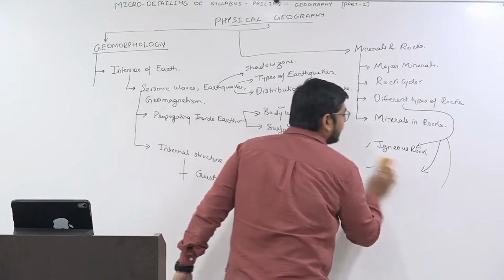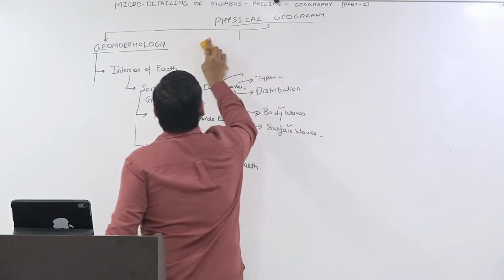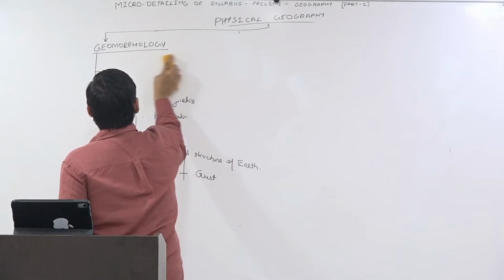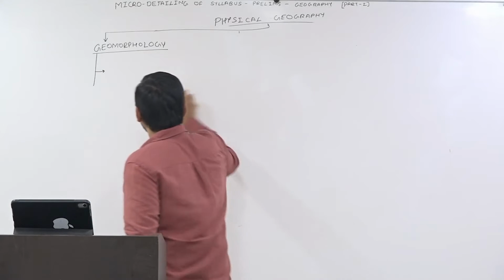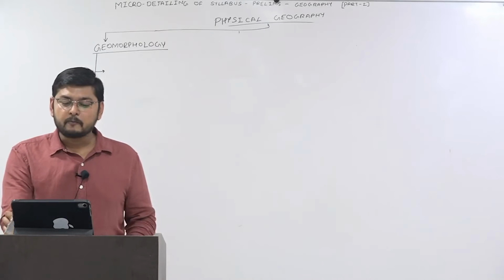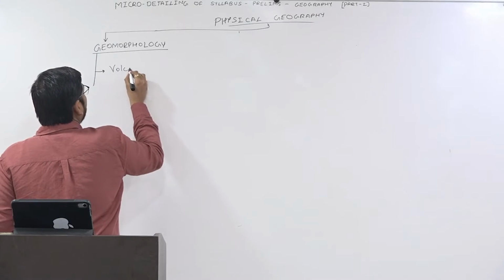The next topic here is volcanoes and volcanism. What are volcanoes? How does volcanism occur? What are the different types of volcanoes? Those we will study in the part on volcanoes.